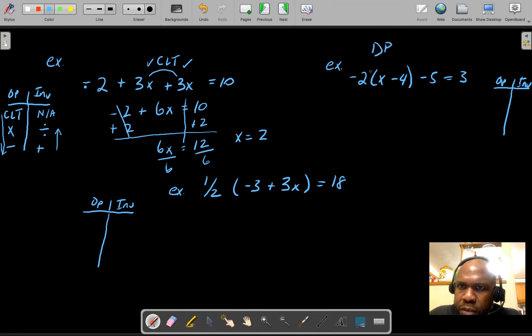Okay, we're going to have to use the DP because we have the 2 on the outside, and we multiply everything through. So the operation would be DP. Then there's no inverse for that, so we're going to say NA. There's no inverse for that. So if I do that, that'd be negative 2x plus 8 minus 5 equals 3.